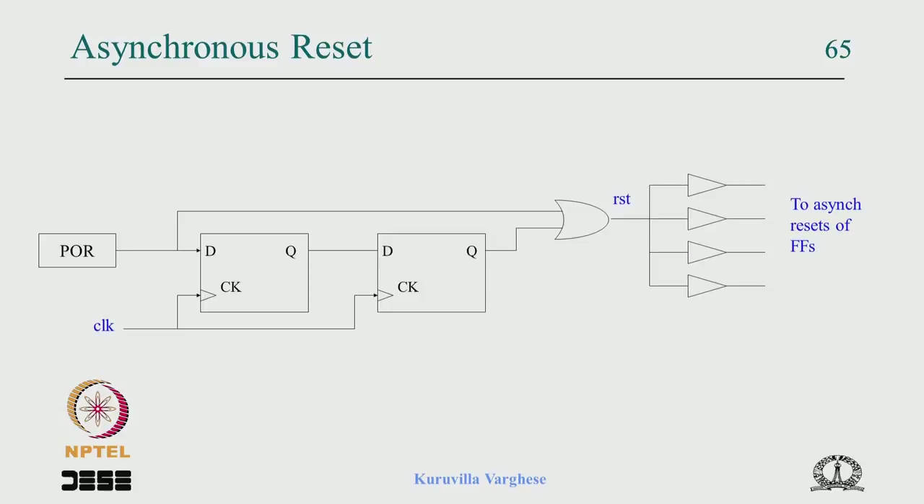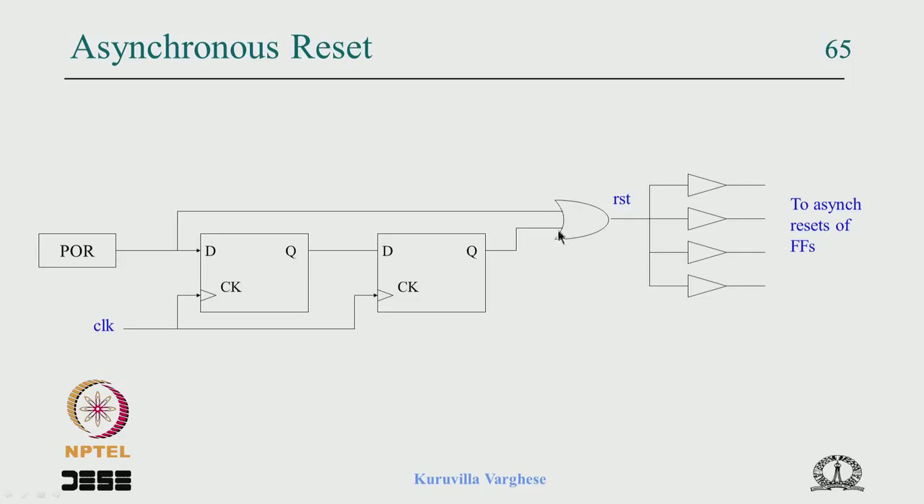So I am showing straight away a possible solution. There are many others, but I am showing the simplest one. Assume there is a power on reset circuitry which has no relation to the clock. If it goes to the asynchronous reset of a flip flop, it can cause metastability, so we are synchronizing it. This is a synchronized version of the reset. It's an active high reset signal, as the name suggests, and this part is a delayed version, with worst case two clock period delay. So now the trailing edge comes much later.